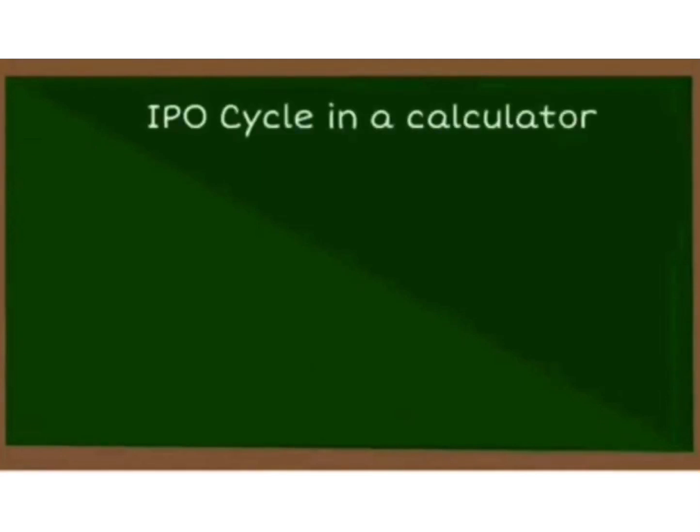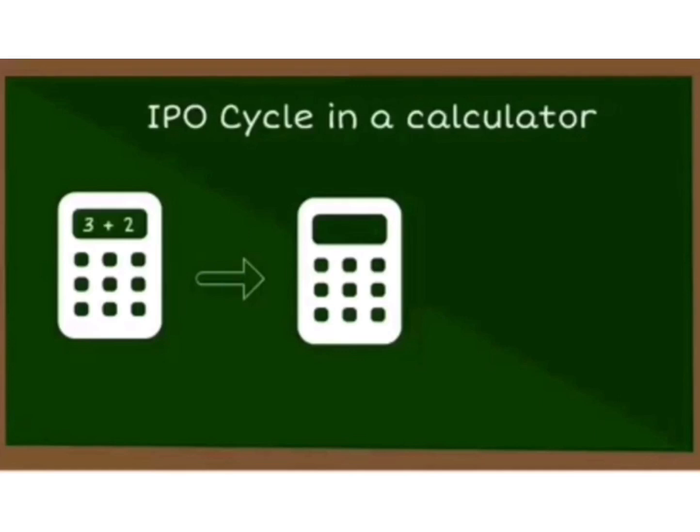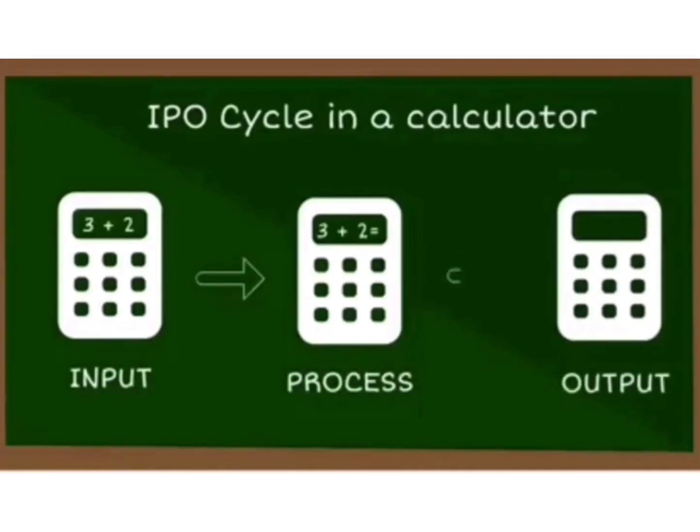There is another example. Let's take a calculator. We will give an input, that is 3 plus 2. The calculator will do the processing of input, that is adding 3 and 2. And we will get the output on the screen of the calculator, that is 5.